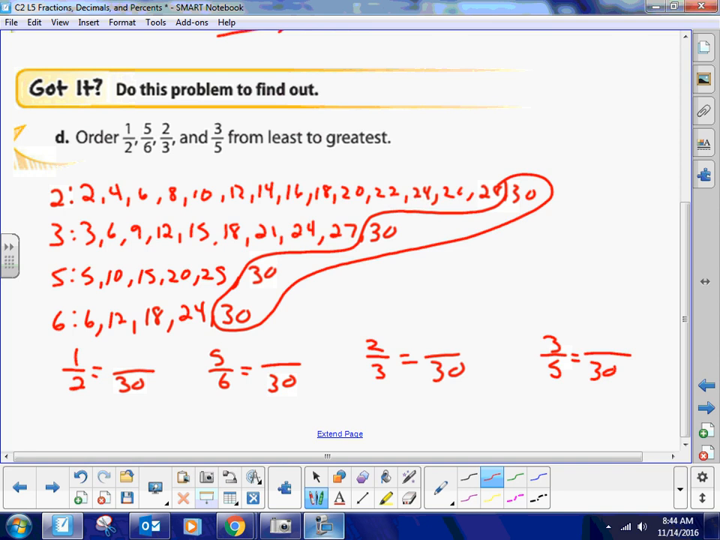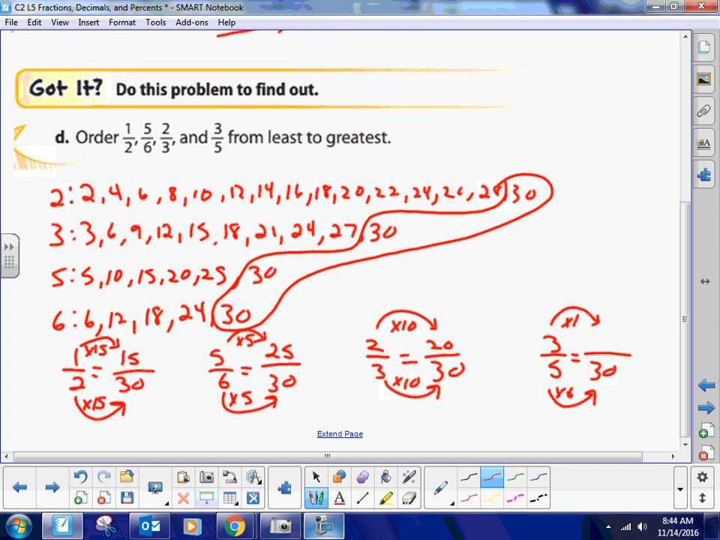Okay? 2 to get to 30 multiplied by 15. 1 times 15 is 15. Okay? 6 times what gets you 30? 5. So 5 times 5 is 25. Okay? 3 times what gets you 30? So that's times 10. So you got to do 2 times 10. That's 20. And then 5 times what equals 30 is 6. So 3 times 6 is 18. All right? And then you can kind of see the order that they're in now. Let me extend the page so that we can actually see them a little bit better.